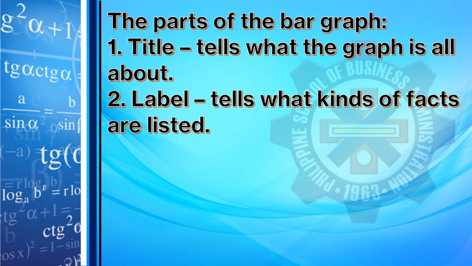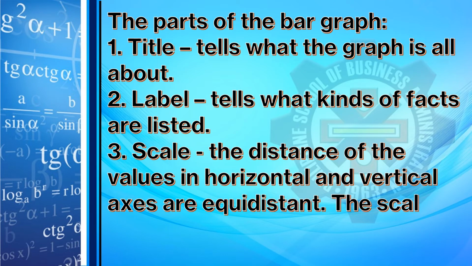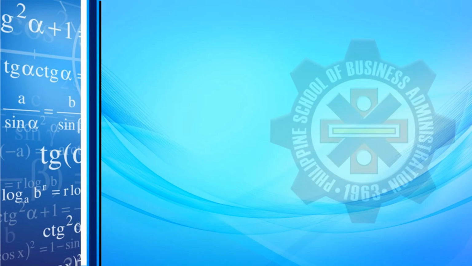Next, the label. It tells what kinds of facts are listed. The scales, so the distances of the values in the horizontal and vertical axes are equidistant also. The scales can be ordinal or linear. Same with our line graph. Okay, so their scales should be equidistant from each other.